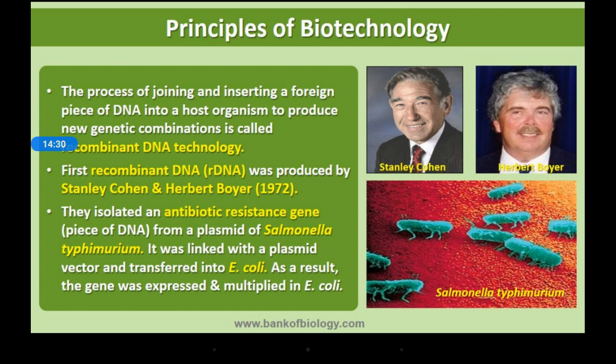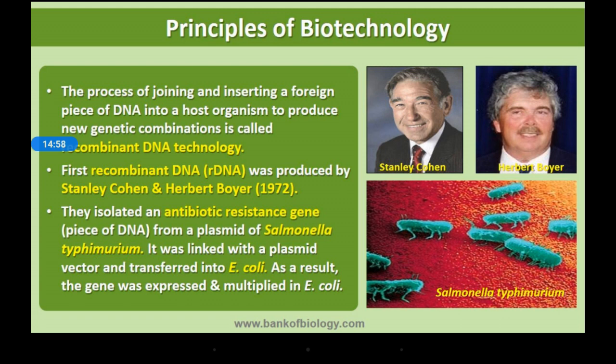So the first recombinant DNA technology, and its short form is small letter r, DNA, meaning recombinant DNA, can be represented as small letter r then capital letters DNA, was produced by Stanley Cohen and Herbert Boyer in 1972. So the first recombinant DNA was produced by Stanley Cohen and Herbert Boyer in 1972.